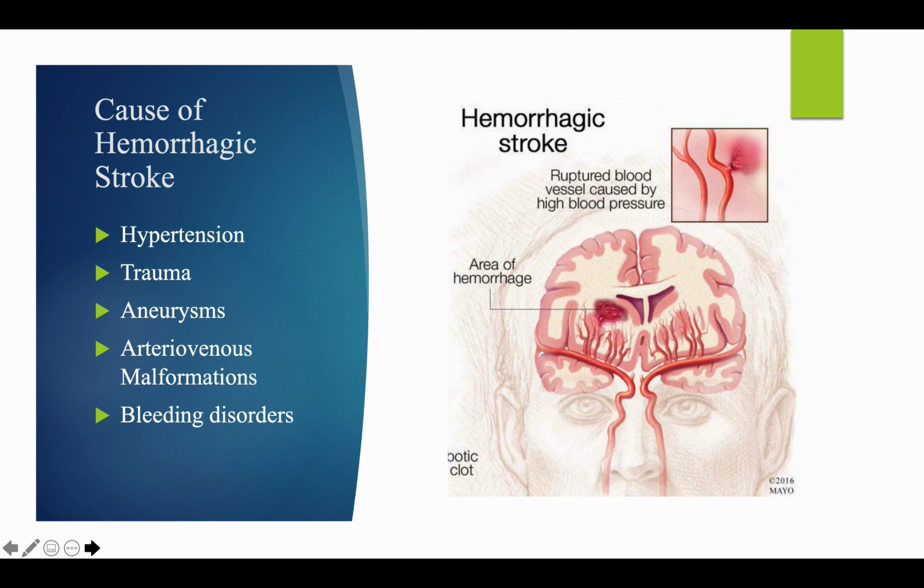Causes of hemorrhagic stroke. Here's another picture that shows the main vessels going up from your carotids up into your middle cerebral arteries. And I'm going to go into a little bit of pathophysiology, and then I'm going to explain a little bit more of the causes of the hemorrhagic strokes.